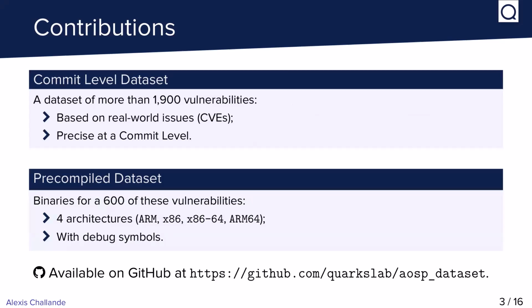And then because source code is not necessary all the time, you also have binaries precompiled for 600 of these vulnerabilities in 4 different architectures, with debug symbols available when they are available. And everything is available on GitHub, so you have the link on the slide.